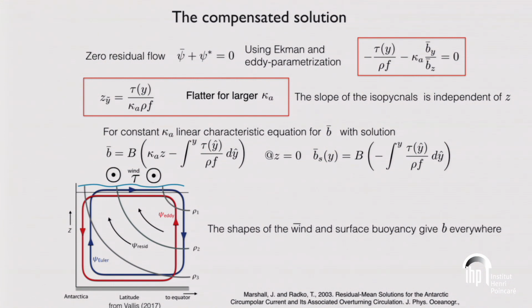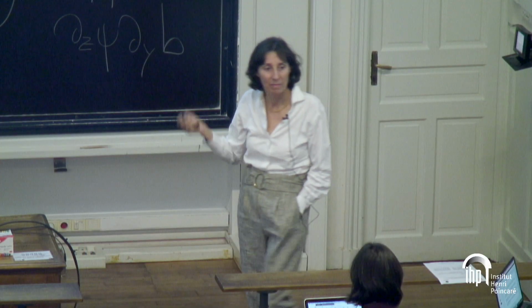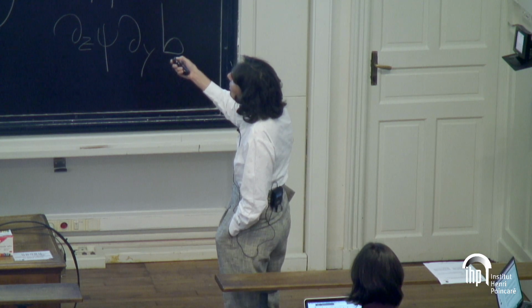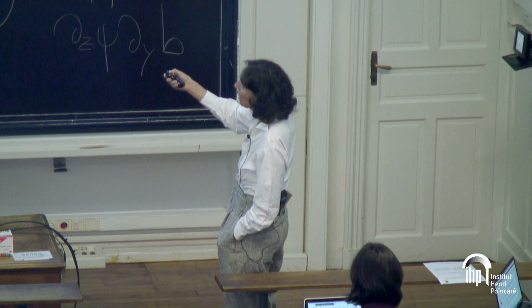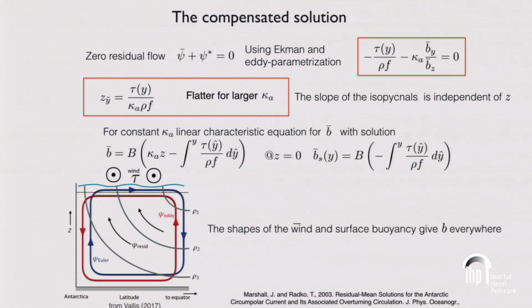And that's the wind stress divided by the Coriolis term, negative in the Southern Ocean, the density, and the eddy diffusivity, where you put a number based on simulations or whatever. So obviously, as the wind gets stronger, the slope gets bigger. And as the eddy efficiency, the eddy diffusivity, gets larger, the slope gets smaller.